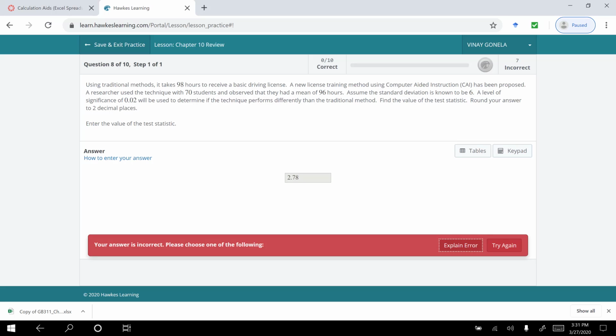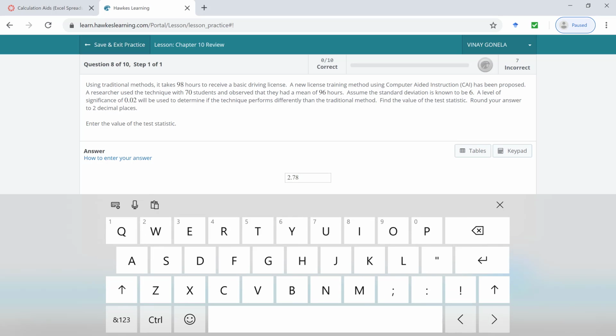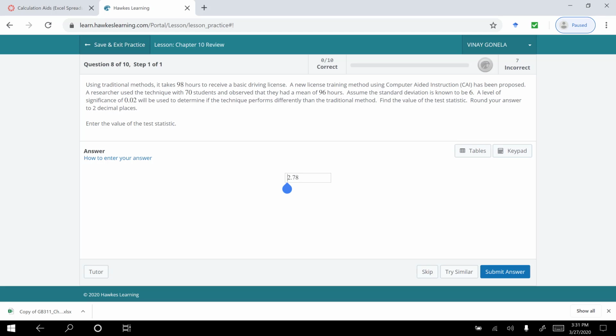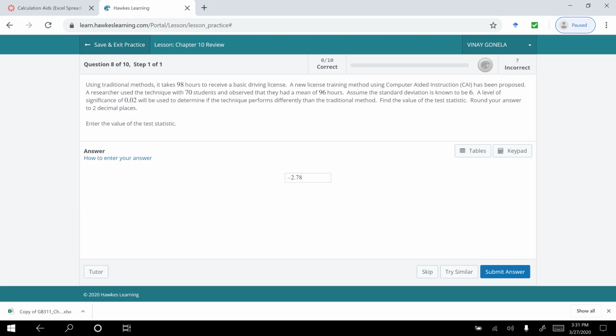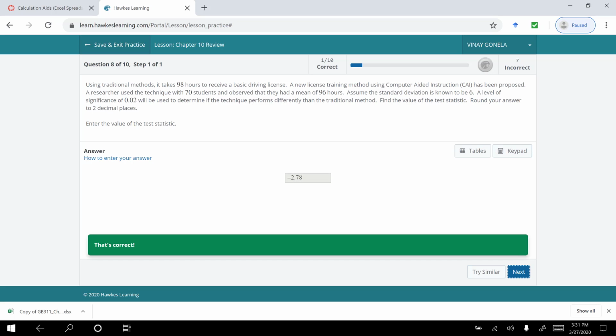Okay, let me try again. I wanted to put negative then. I'll use the keypad to put negative. Okay, now it should be right. I think it will directly take negative 2.78. Yeah, so just type in the exact value. I don't think there is a both sides phenomenon which can be used, so just type in negative 2.78.